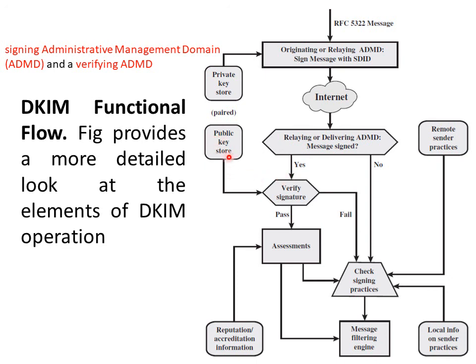If the signature passes, reputation information is used to assess the signer, and that information is passed to the message filter engine. If the signature fails or there is no signature using the author's domain, information about the signing practices related to the author can be retrieved remotely or locally, and this information is passed to the message filtering system. So this is the functional flow diagram of DKIM.